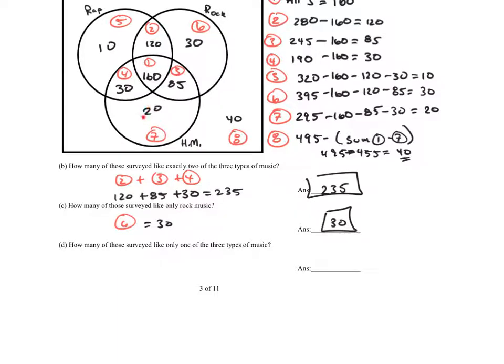So only one of the three types of music. For instance, region 7 is people who like only heavy metal. Region 6 is those who like only rock. And region 5 is those who like only rap. So we would be talking about region 5 plus 6 plus 7. So let's do the numbers there. 5 is 10 people, 6 is 30 people, and 7 is 20 people. Adding those together, I would get a total of 60 people.